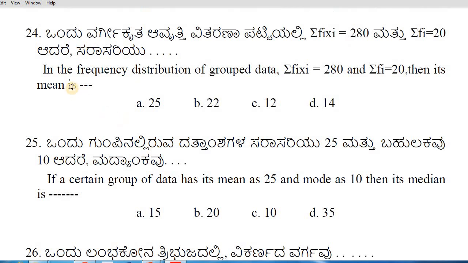Question number 24. In the frequency distribution of grouped data, sigma fx is equal to 280 and sigma f is equal to 20, then its mean is. Options are 25, 22, 12, 14. Children, you have to divide 280 by 20, because they are asking to find the mean. The mean formula is sigma fx by sigma f. Hence 280 divided by 20, we get the answer 14. Hence the correct option is D, 14.